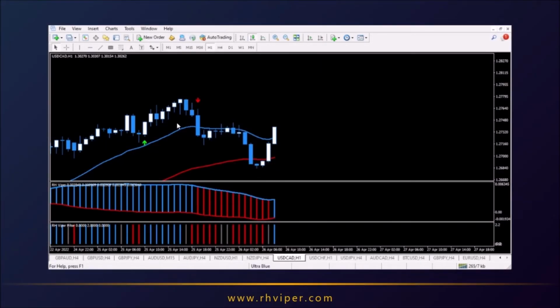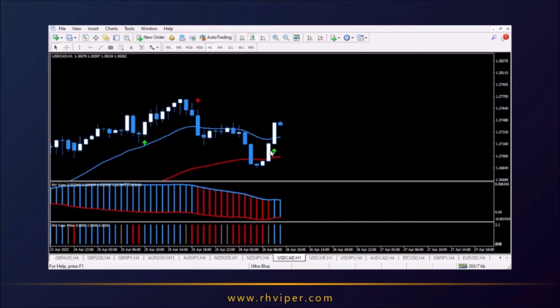A whole bunch of candles have passed by. We've got the market dropping down, and currently we have what could potentially be a long opportunity. We've got a candle closing or moving above this blue moving average. The RHViper indicator, its histogram bar is blue, and the RHViper filter also has a blue bar. So if this candle closes where it's at and a green arrow appears underneath this candle, we can be looking at a long trade. So we got exactly what we were looking for.